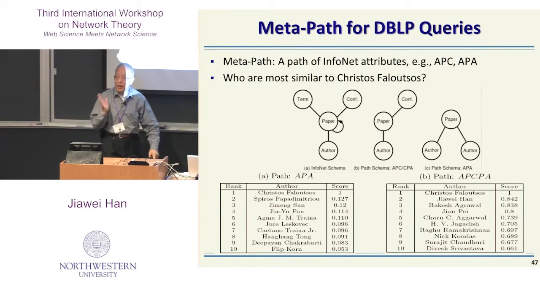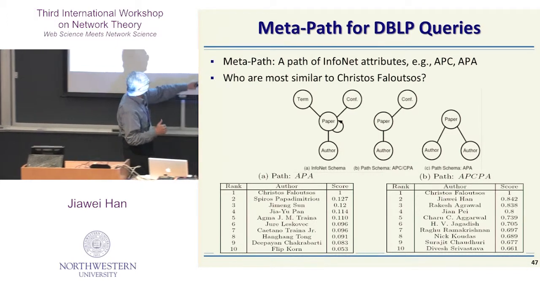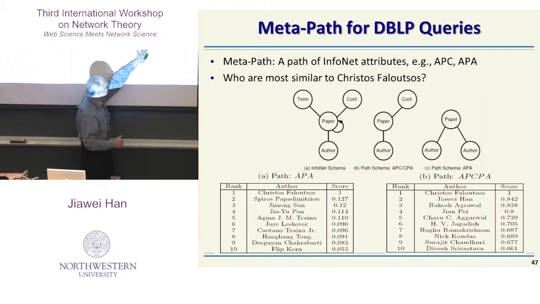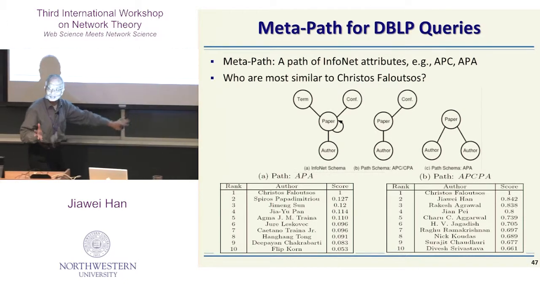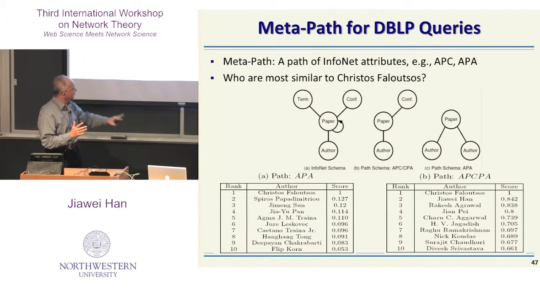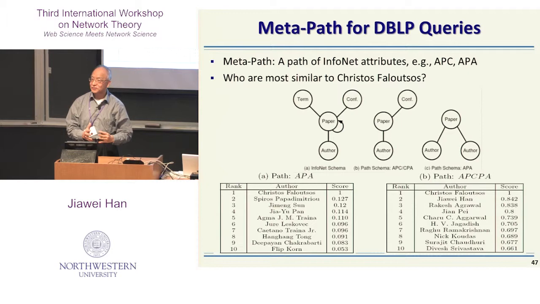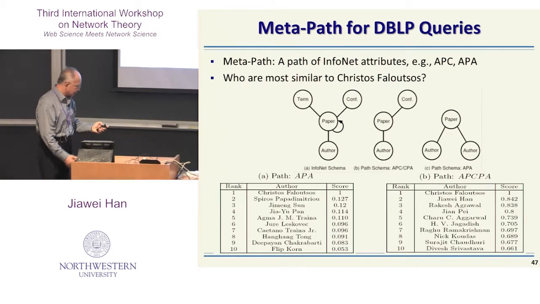But if you look at co-conference, this is APCPA, where C is conference, it's a very different set. The reason is these people publish a similar number of papers in similar sets of conferences. So you actually can see the similarity.